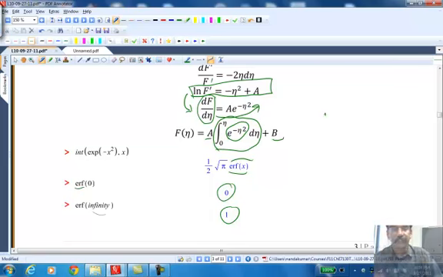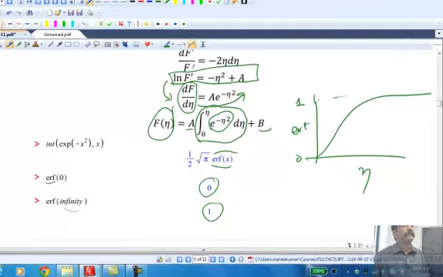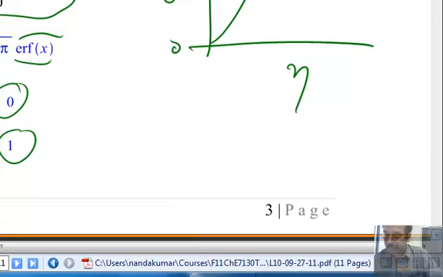If you want to plot eta versus the error function, the function will go something like this, from 0 to 1. So for every value of eta, you can find the corresponding value of the error function. And if you know the error function, you know f. If you know f, you know vx, because vx is the same as f. That is the solution to that particular differential equation. Any questions?